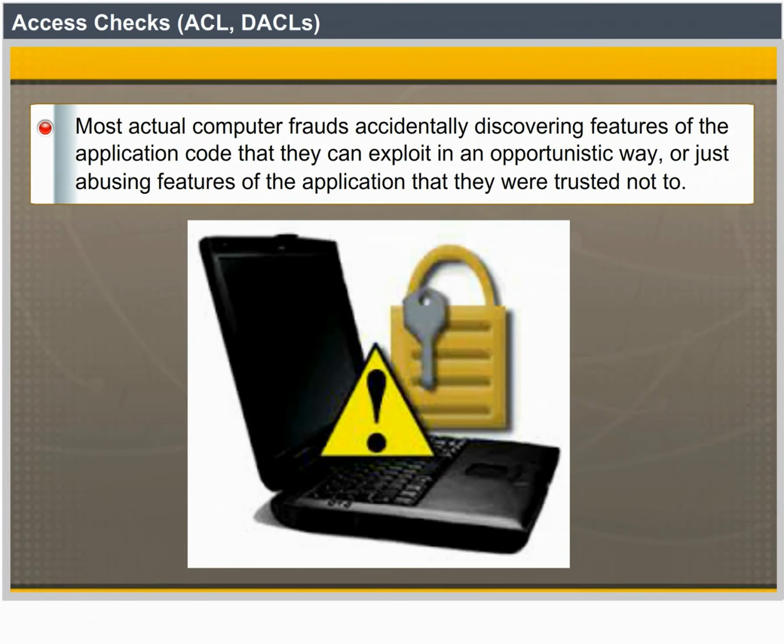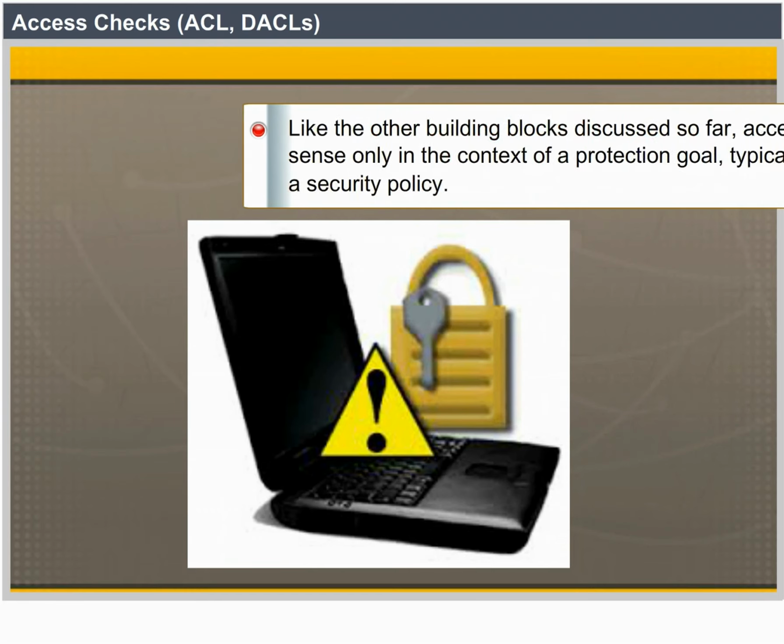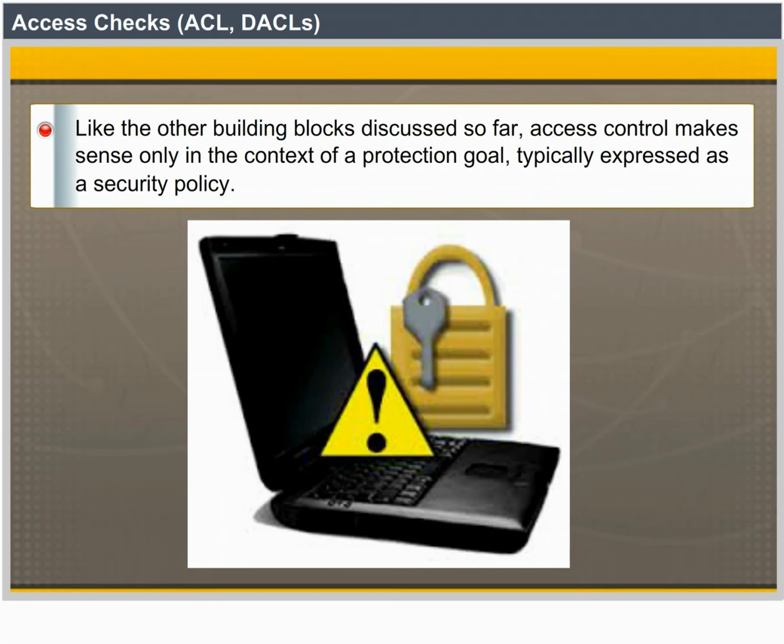Most actual computer frauds involve accidentally discovering features of the application code that they can exploit in an opportunistic way, or just abusing features of the application that they were entrusted not to. But in this chapter we will focus on the fundamentals, access control at the hardware and operating system level. As with the other building blocks discussed so far, access control makes sense only in the context of a protection goal, typically expressed as a security policy.